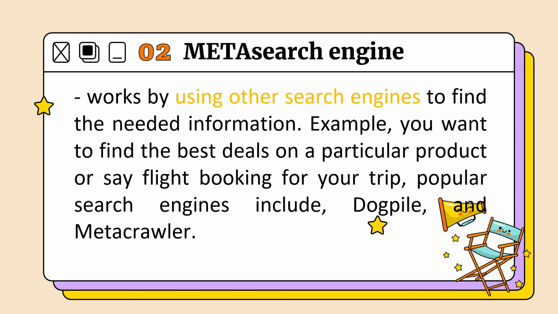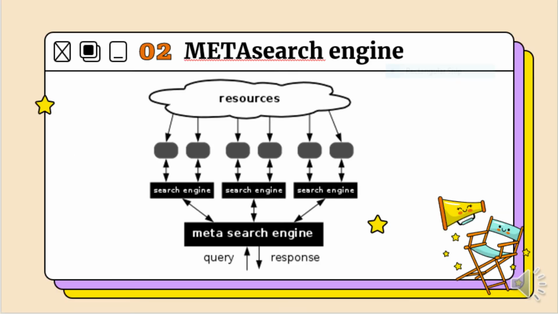A meta search engine works using other search engines to find the needed information. A popular example under this type is Dogpile and Metacrawler. It says working using other search engines to find the required information.